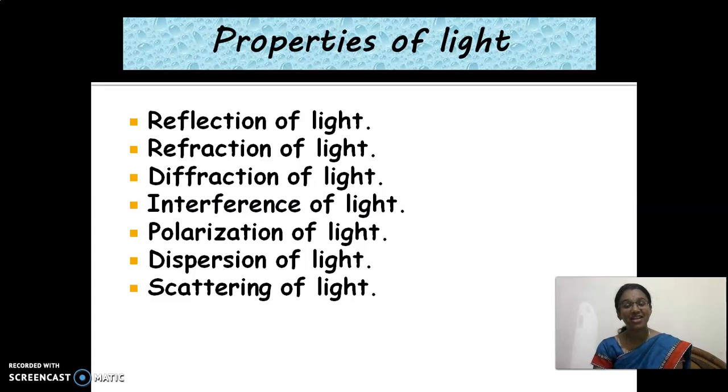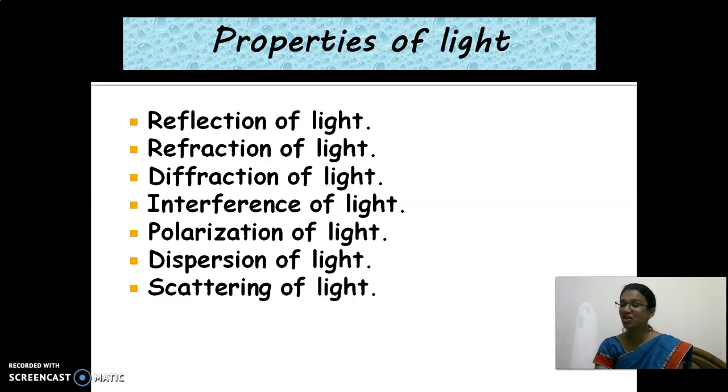And then diffraction of light. When light rays are passed through a hole, on the other side we are able to get diffracted light. And then interference of light. Two or more light rays combine to form a resultant wave, which is called interference of light. And then polarization. That is unpolarized light. The light which passes in all directions, when sent in one direction, is called polarization of light.